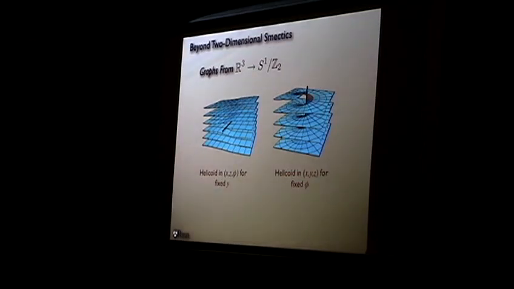How do I do it in 3 dimensions? Now I have to have graphs from R3, the three-dimensional space, to S1. And that'll give me things like the helicoid in space, which is the screw dislocation, or the helicoid in this other space, which is the edge dislocation.